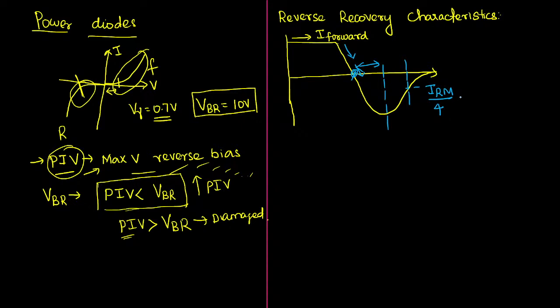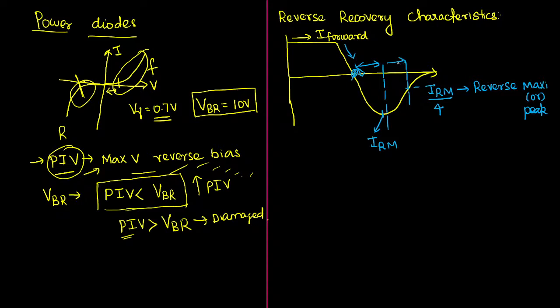Now here if you observe, what is this IRM, sir? This is called reverse maximum current. We can call it the maximum current in reverse bias, the maximum current that is flowing through the diode under reverse bias. Maximum can also be considered as peak current. So what is the maximum current? This point is called maximum reverse current, IRM.